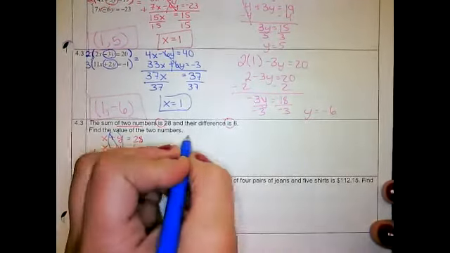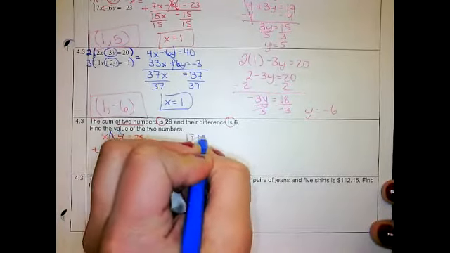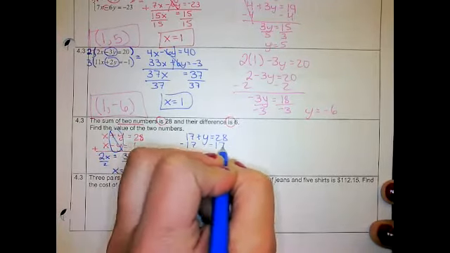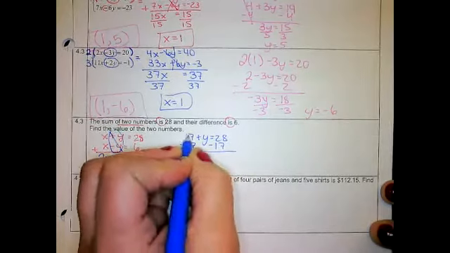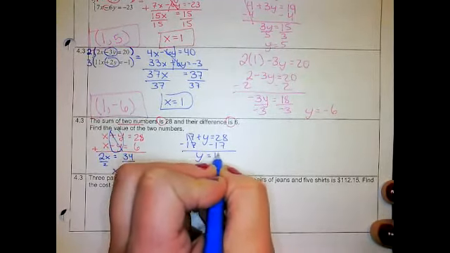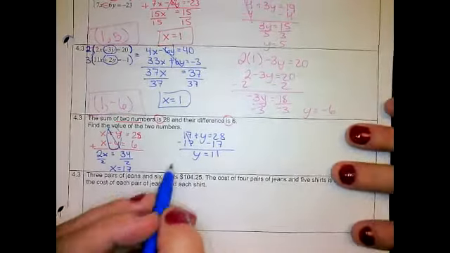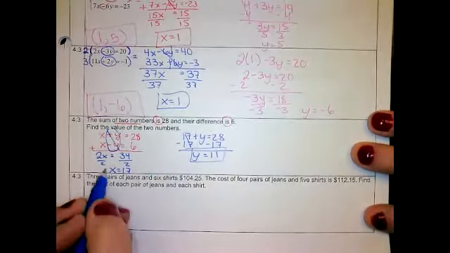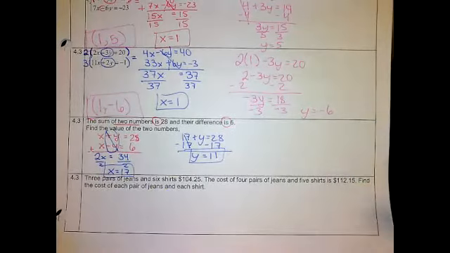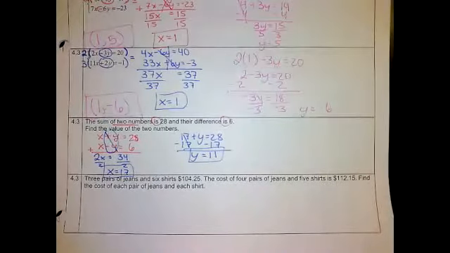So now I can solve this by saying 17 plus y equals 28. Subtract 17 from both sides. And I get y equals, let's see, 11. So I don't need to write this one as a coordinate because it's a number, it's a word problem. So it's just saying, hey, what number is this and what number is this? Okay.